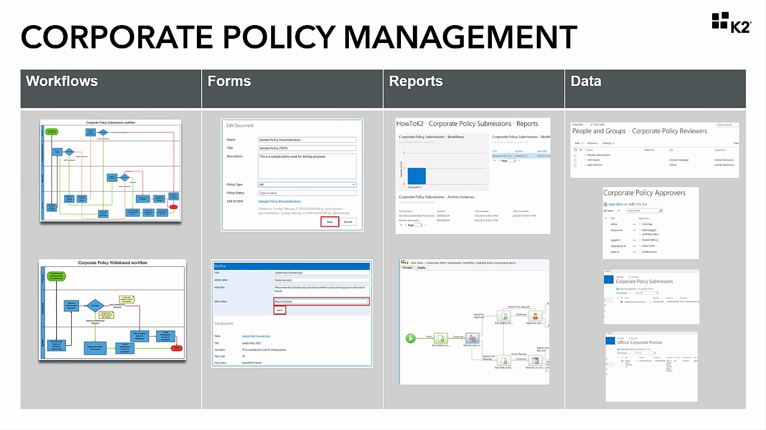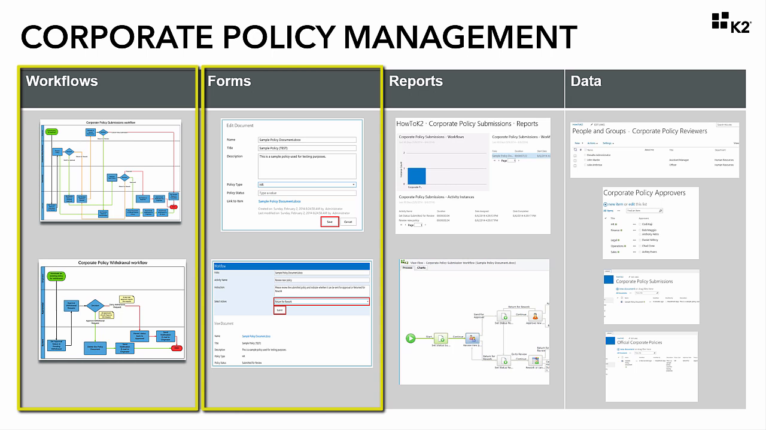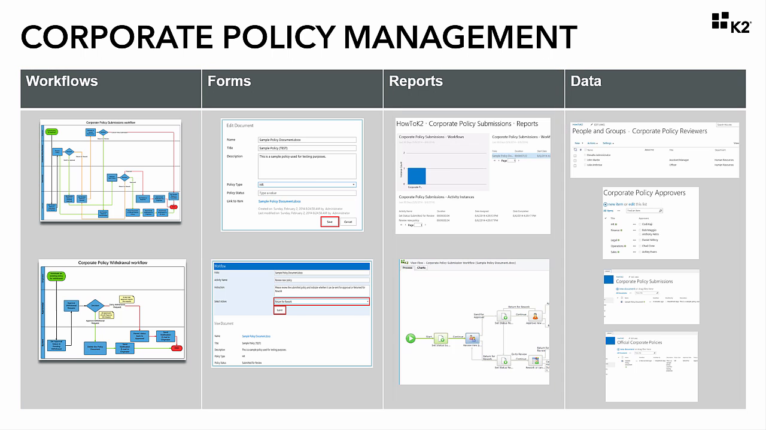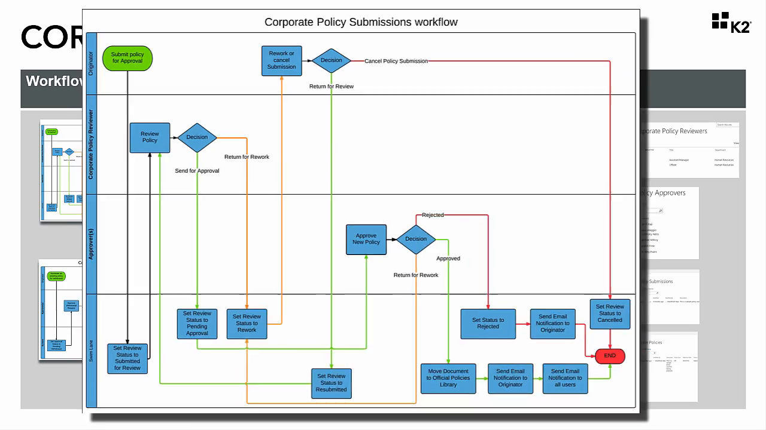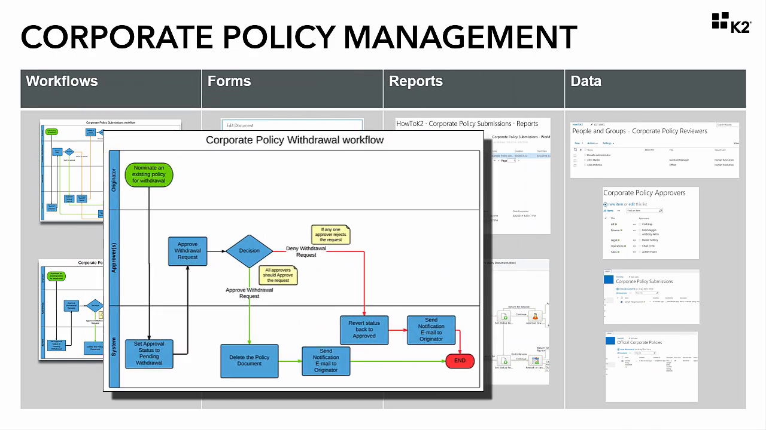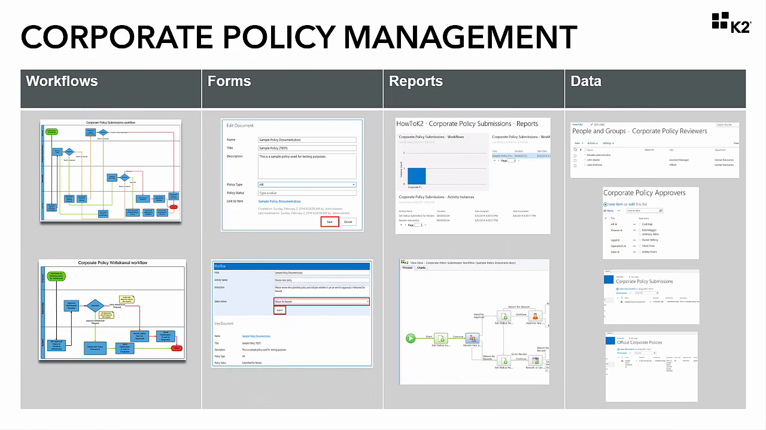Let's begin with the design of this solution by breaking it down into the elements that generally make up a K2 application: workflows, forms, reports, and data. We will use two different workflows for this particular scenario: a corporate policy submission workflow and a corporate policy withdrawal workflow. These workflows will provide the capability for any user in our organization to submit new policies for approval and eventually publishing, as well as allowing any user to request that an existing published policy be withdrawn.